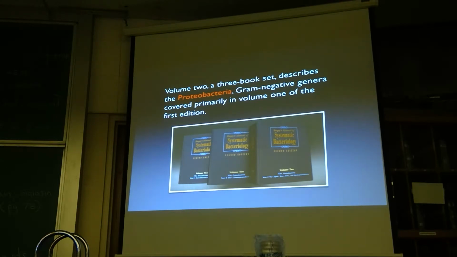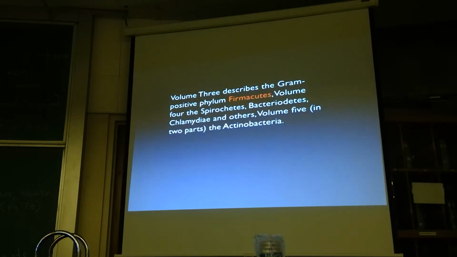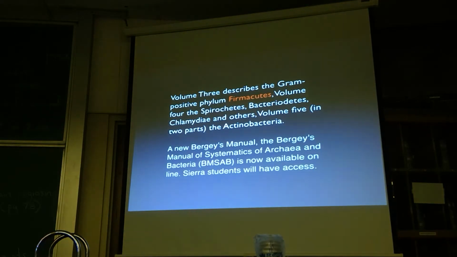The proteobacteria are represented by 3 books. The Firmicutes are 1 book, and then you have 1 book that has spirochetes and bacteroidetes and chlamydia and some other things. And then there's supposed to be a 2-part book for the actinobacteria. Well, we have part A, and as far as I know, part B has never been published.